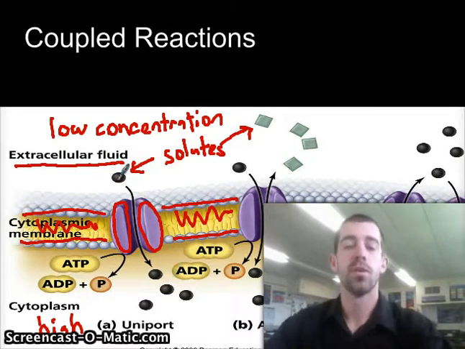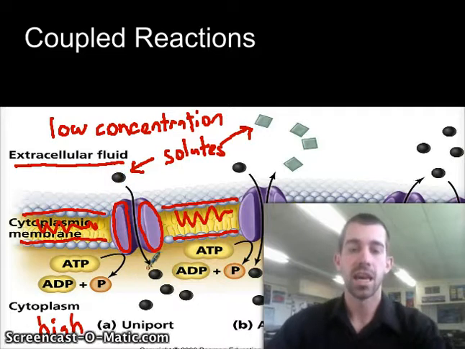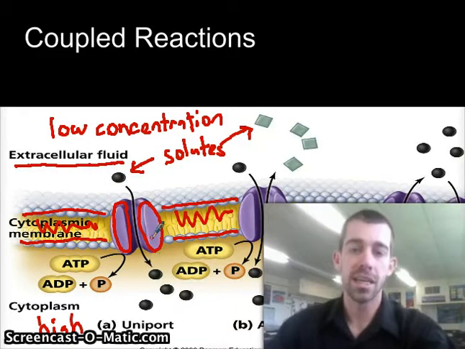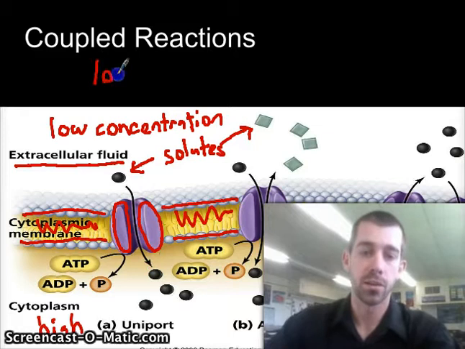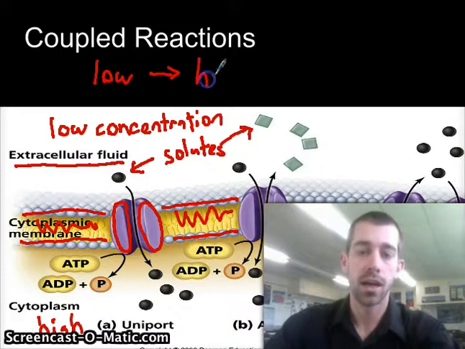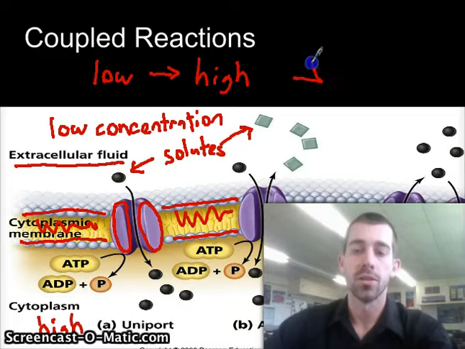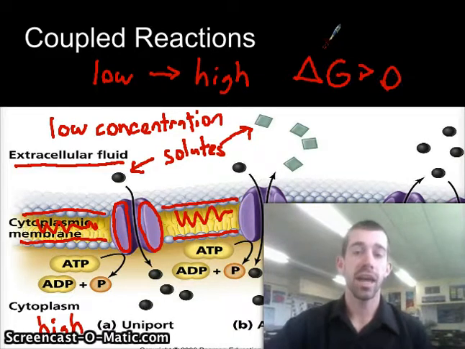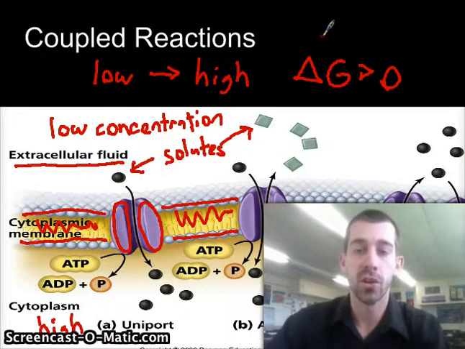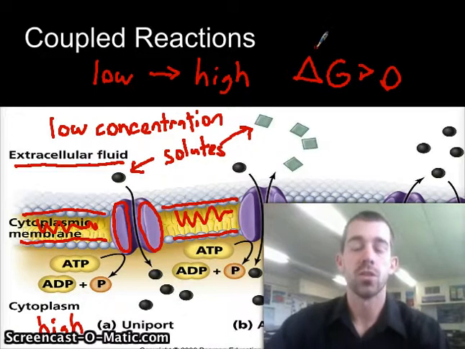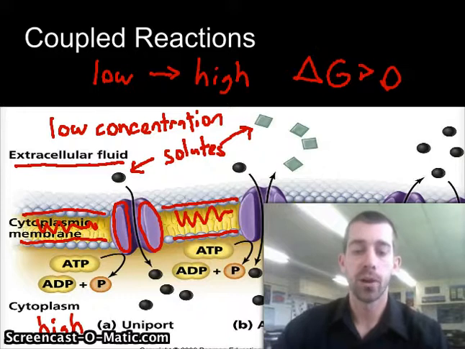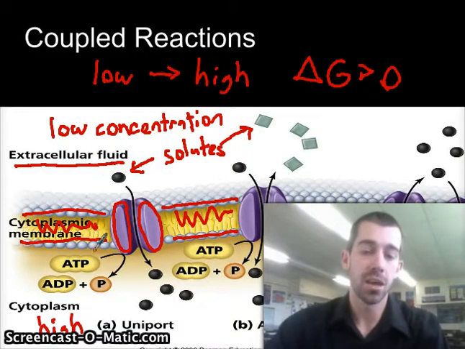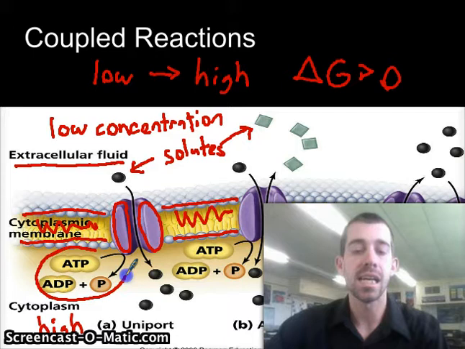All right, so in order to move from a low concentration to a high concentration, that actually requires an input of energy, moving from low to high. It requires an increase of free energy, so greater than zero. That means that it's not going to happen spontaneously. It won't happen on its own. So in order to do this, the cell needs to provide energy from somewhere. And where it gets that energy is a different reaction, changing ATP to ADP, adenosine triphosphate into adenosine diphosphate.